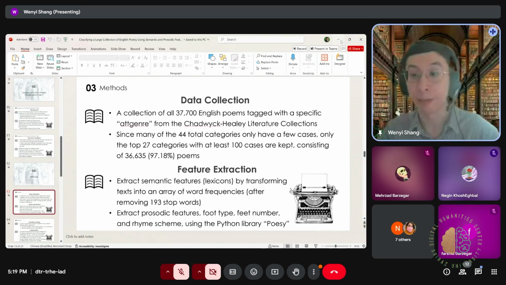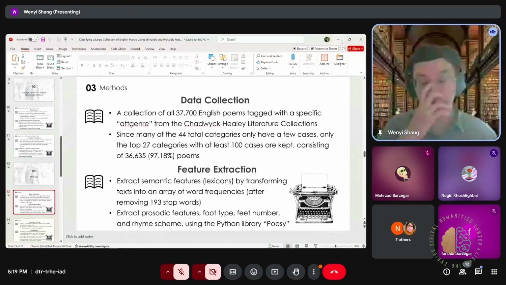And we use the poetry library, a Python library called Prosodic. This is created by the Stanford Literary Lab, and it is not without debate. There's a complicated issue. They have a complicated process of extracting this information, and we just rely on their judgment in this project.